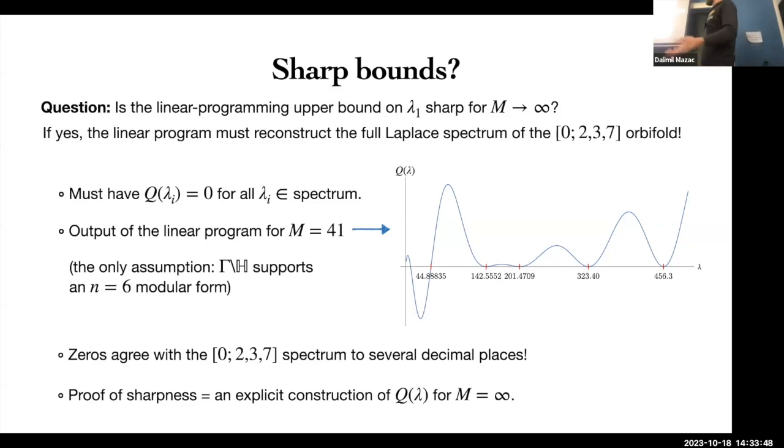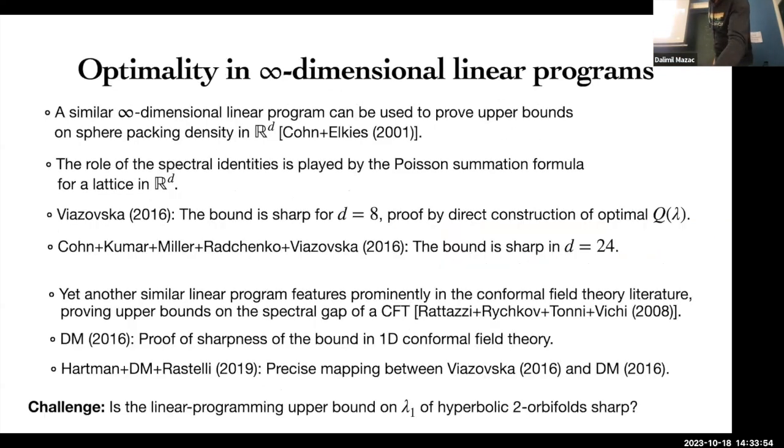Okay, and to prove actual sharpness, one should try to find an explicit construction of the Q. But that hasn't been done in this case, but it has been done in some other cases, which is actually related to sphere packing, and I just want to quickly review. I think there's going to be someone else speaking about sphere packing a bit later on, but maybe not about the 8-dimensional one. Anyway, so this is a question of optimality in infinite dimensional linear programs.